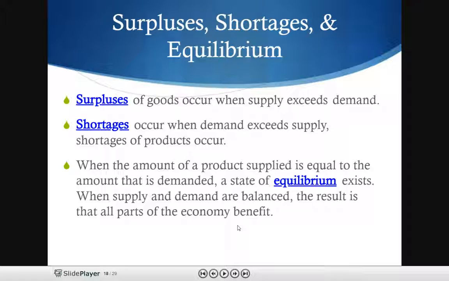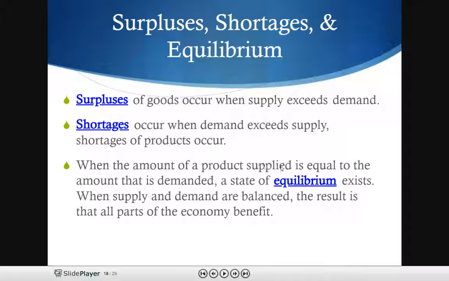Surpluses, shortages, and equilibrium. Surpluses of goods, meaning you have more goods out there than what demand is asking for, or when supply exceeds demand. That's when things start going down in price and you have a lot of sales. Shortages occur when demand exceeds supply. When the new iPhones come out, many times they're on back order, and they ask a pretty good price for it because they are a shortage item. They don't have that much yet.